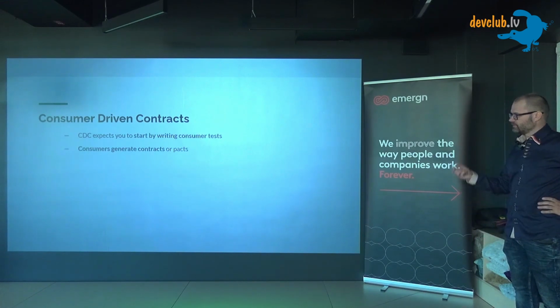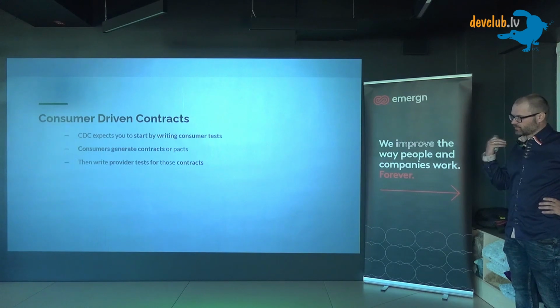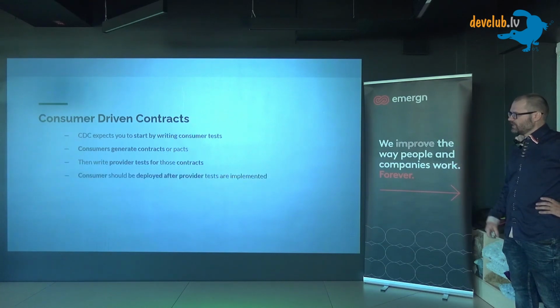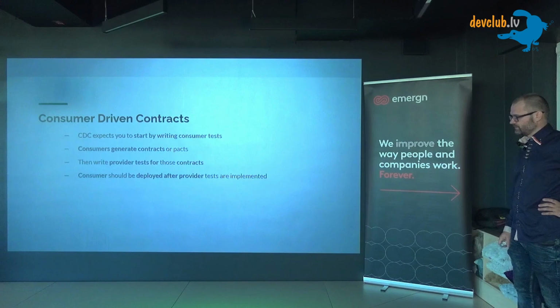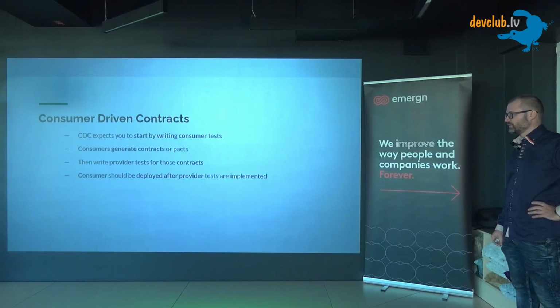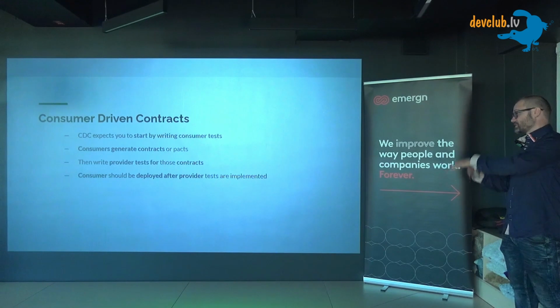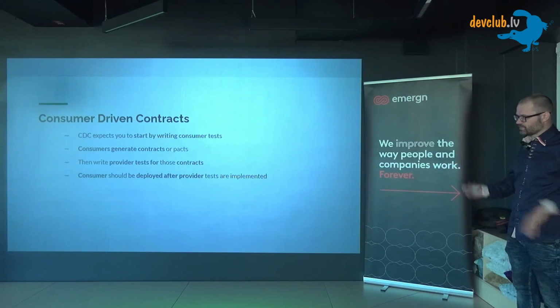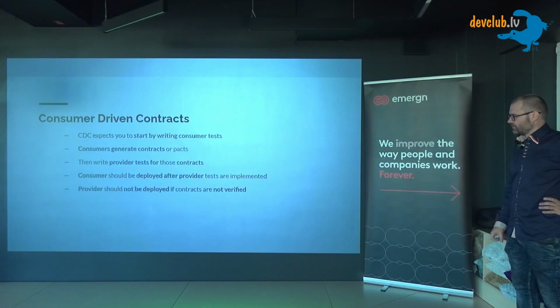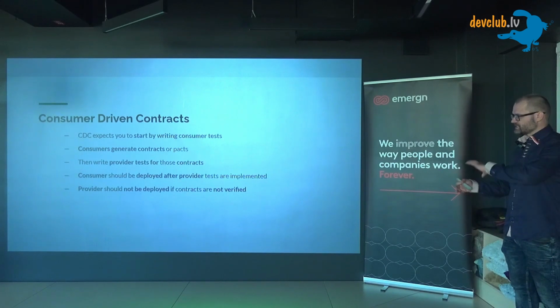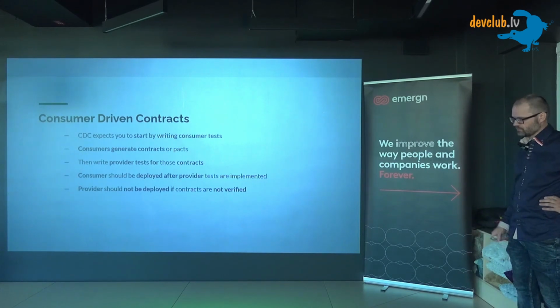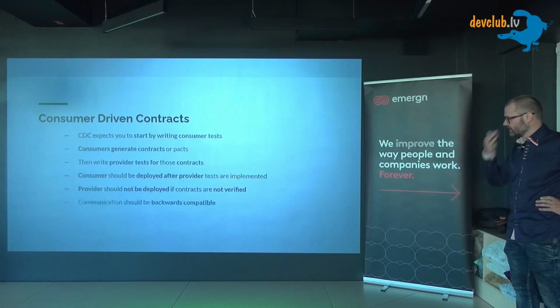So the provider will have to provide specifically that message that is defined in the contract. So later we write provider tests for those contracts, and the consumer can only be deployed after the provider tests are implemented and verified. So consumer can't be run, the new version of the consumer can't be run until the provider is providing the data it expects. And provider should not be deployed, new provider version can't be deployed if it breaks any of the contracts. So we have to prevent that as well.